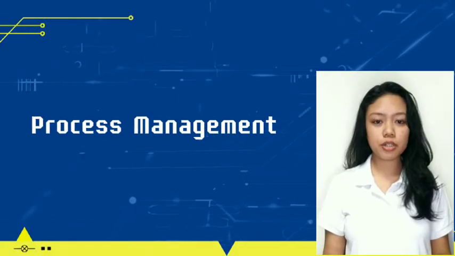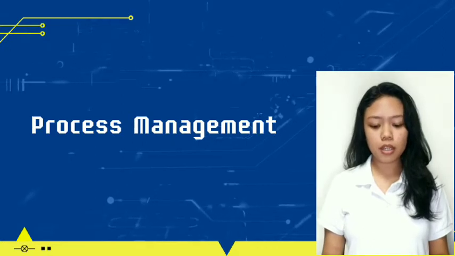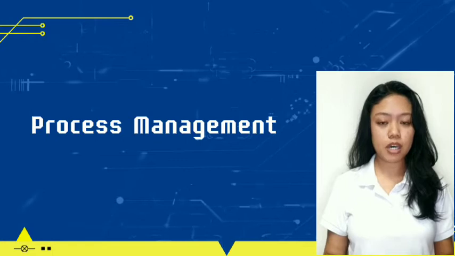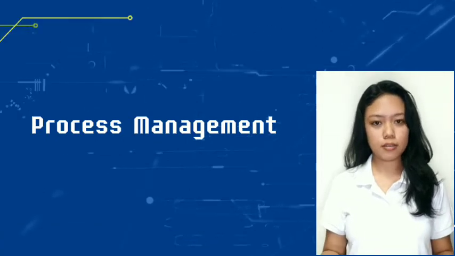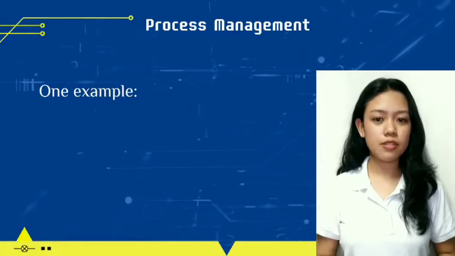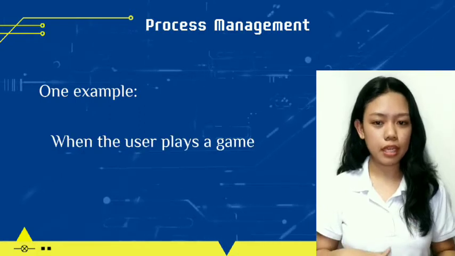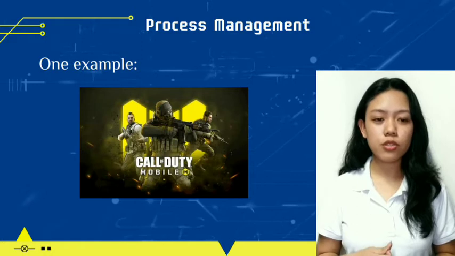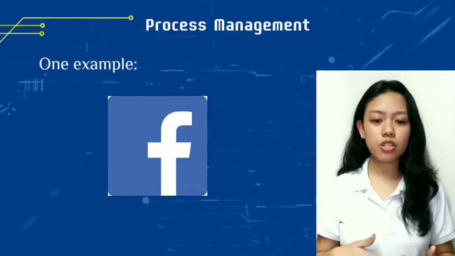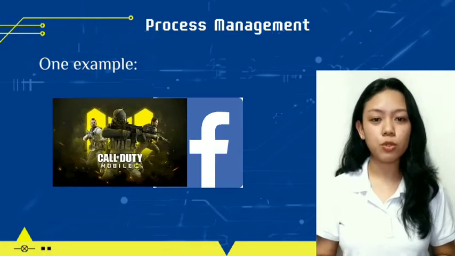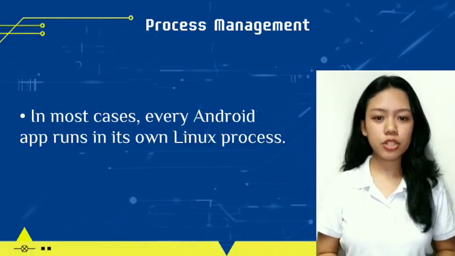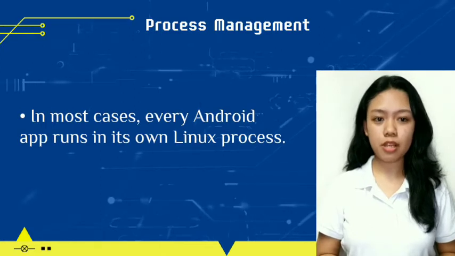As we dig deeper into Android process management, we will talk about how Android apps can be processed at the same time while other OSes cannot. One example of this is when the user plays a game, let's say Call of Duty. While they are playing but want to use Facebook, the running application would be Facebook and the game would stop playing. In most cases, every Android app runs in its own Linux process.